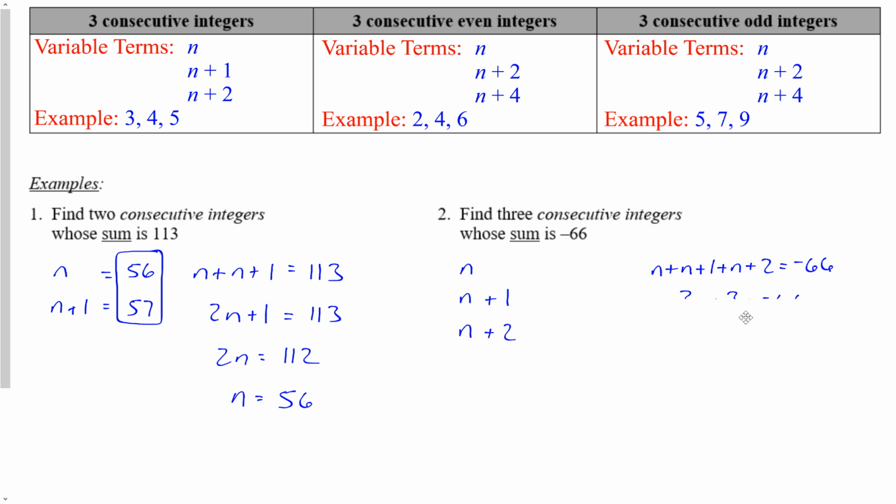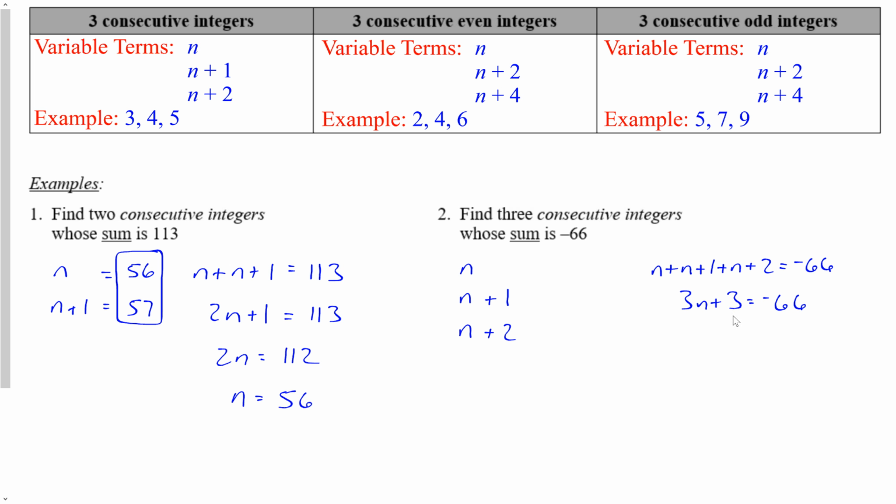Now solving, we again combine like terms. So all 3 n's add up to 3n. The 1 and the 2 add up to 3. Notice I'm just adding them together the way that they are. I'm not taking them to the other side or anything. I need to keep those things on the same side and just combine like terms.